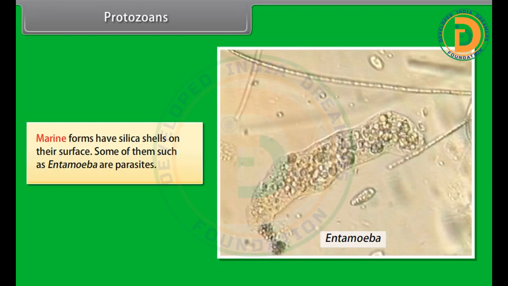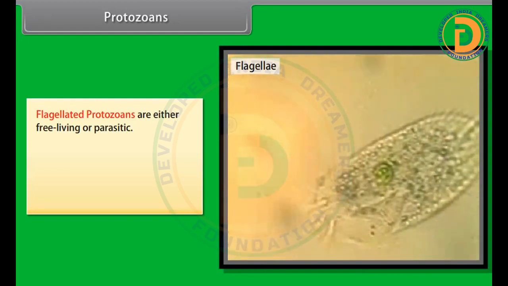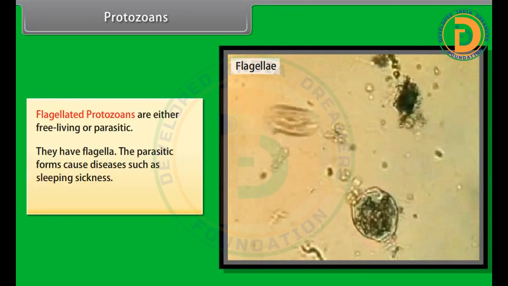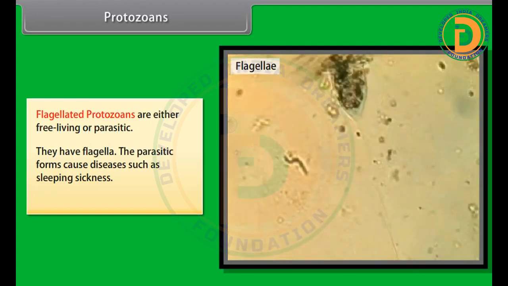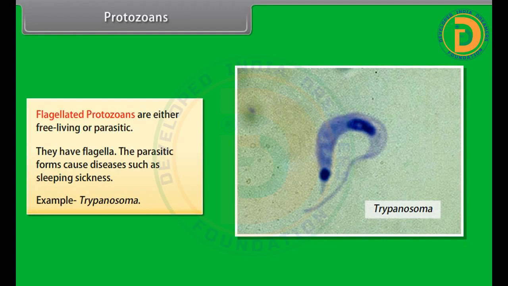Marine forms have silica shells on their surface. Some of them, such as Entamoeba, are parasites. Flagellated protozoans are either free-living or parasitic. They have flagella. The parasitic forms cause diseases such as sleeping sickness. Example, Trypanosoma.